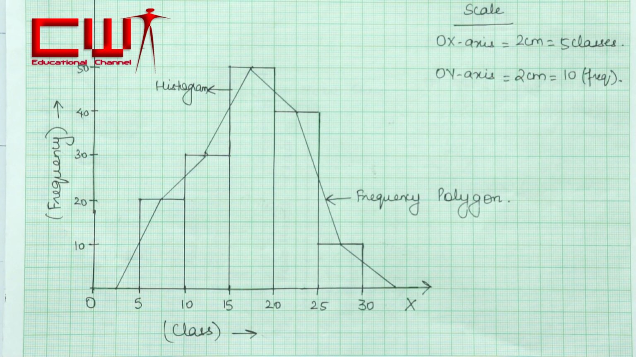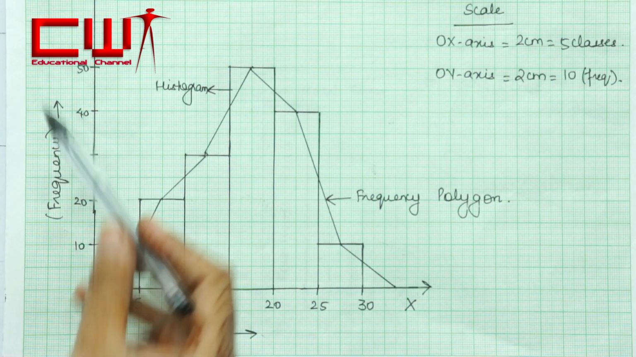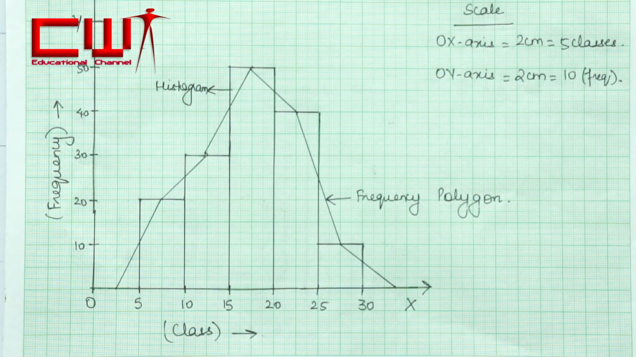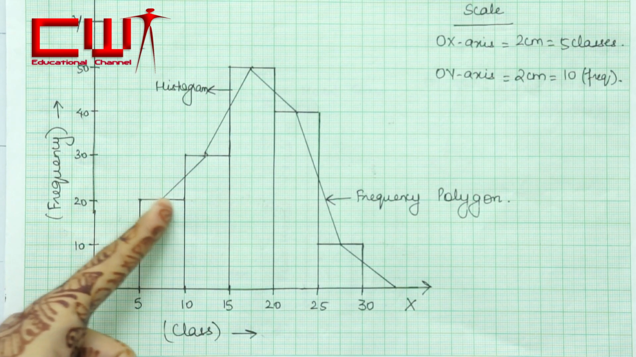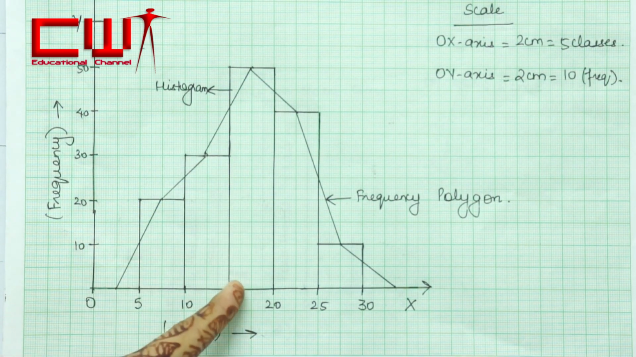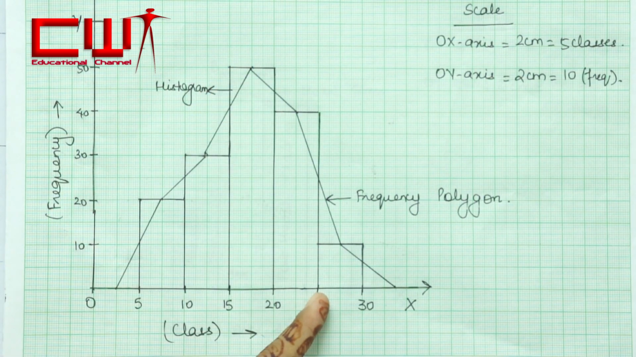Now you will plot the class on the OX axis and the frequency on the OY axis. Then you have 0 to 5, 5 to 10, 15, 20, 25, 30. You will start making the histogram, which is very easy. 5 to 10 is 20, so you draw 20. 10 to 15 is 30. Then 15 to 20 is 50. Then 20 to 25 is 40 and 25 to 30 is 10. This is how you will draw the bars of the histogram.